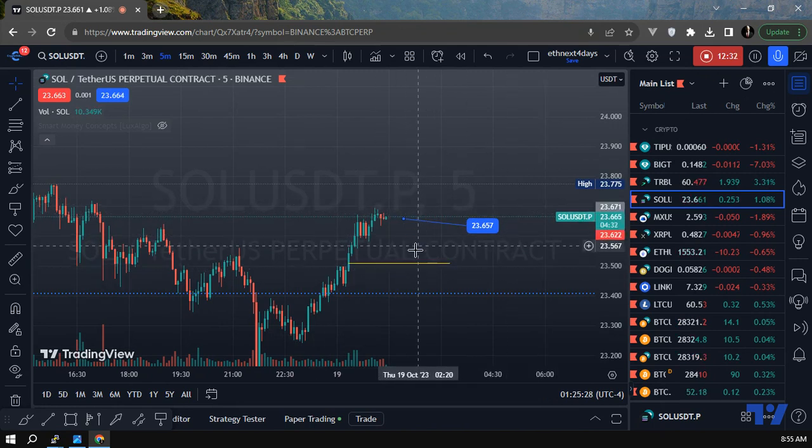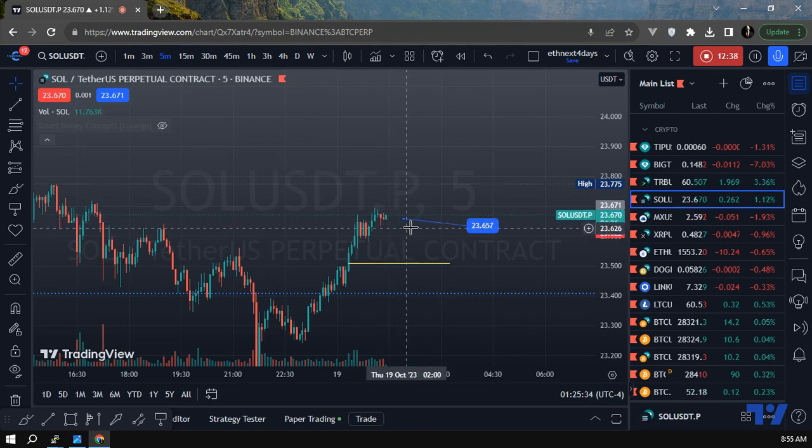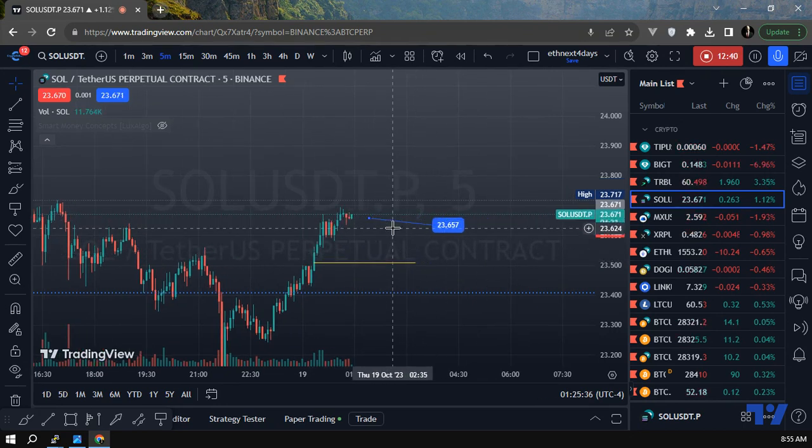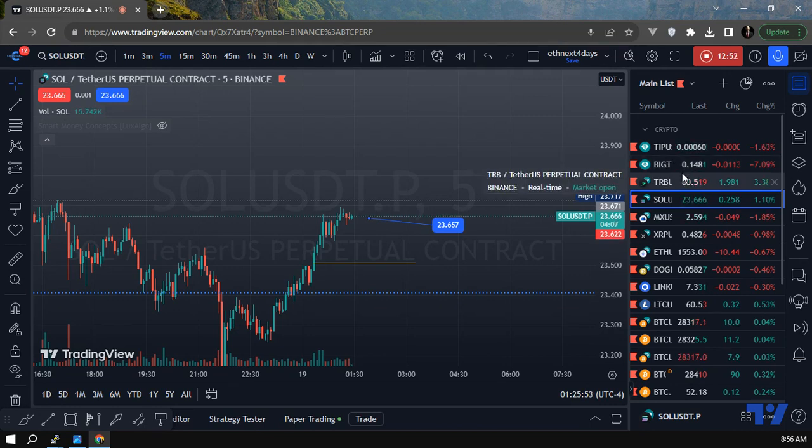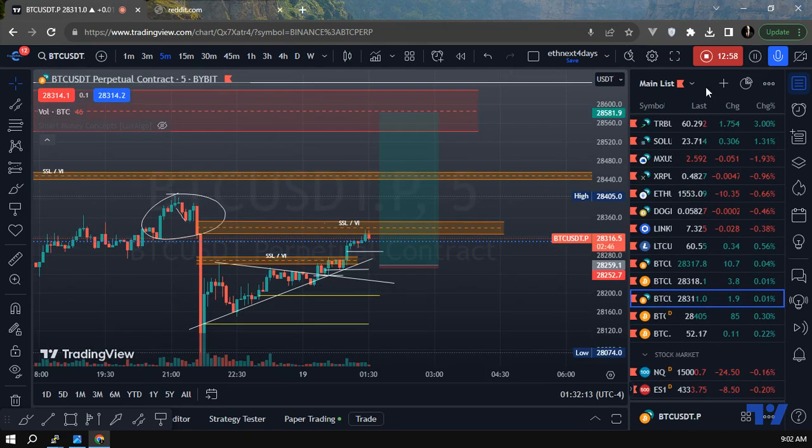I don't want to chase it, so if it comes back here and my stop loss is hit, my stop loss is at the middle of this wick, a very tight stop loss. If that happens, then I'm not going to chase this anymore. So overall, I'm in two positions. One is Sol and one is Bitcoin. Both of them are worth $2. So I'm out of that $10. I'm inside two trades with a total of $4.